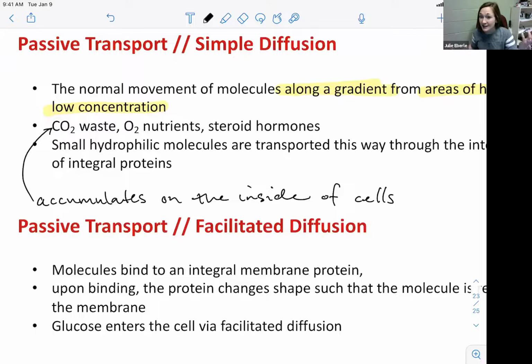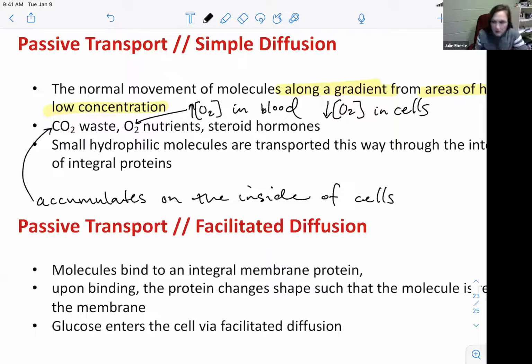O2 and nutrients. The cell needs these things. The cell doesn't make its own oxygen. So we breathe it in, and then our blood is responsible for taking it. It's highly concentrated in our blood, oxygen and nutrients. So we have a high concentration of O2 in the blood, and I'll draw an up arrow, high concentration in the blood, low concentration of O2 in the cells. That sets up a gradient. That is why oxygen moves from our blood to our cells, because of the gradient.